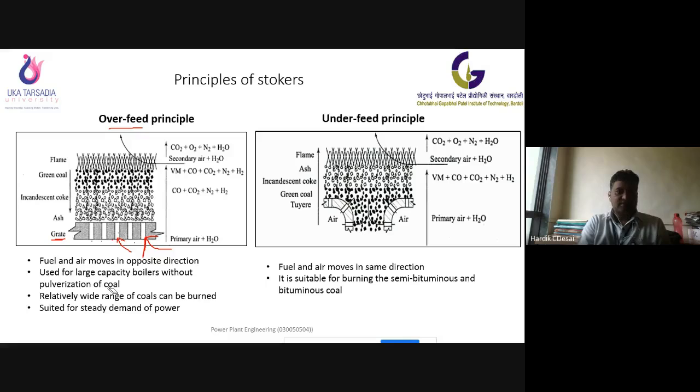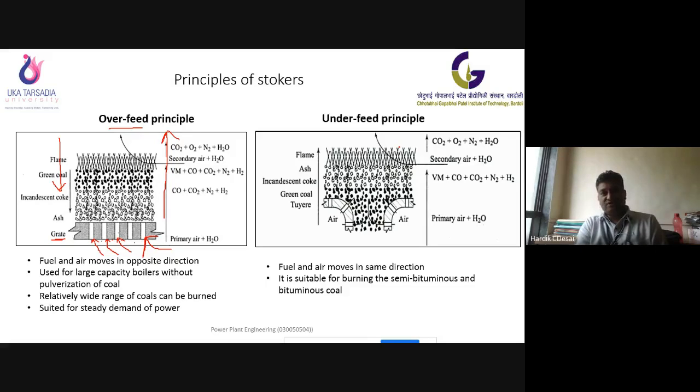So these are the holes from which the air will be supplied. Your fuel will be moving in this direction, and your air will be moving in this direction. So you can say there is opposite movement of air and fuel in the case of overfeed stokers.